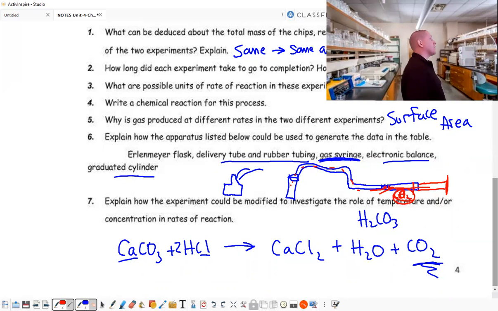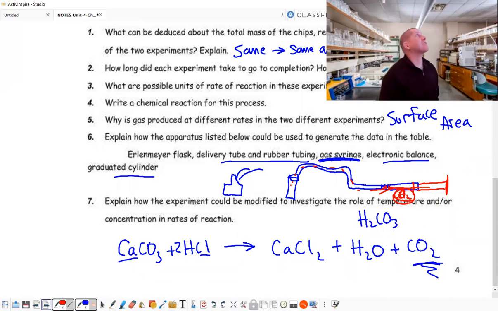And then same thing with the concentration. So rather than starting with the same amount of each of the two, again, don't change surface area. We don't want to change two things. So make maybe the large chips this time and add 10 grams, 20 grams, 30 grams, 40 grams, 50 grams. And that will change the concentration.